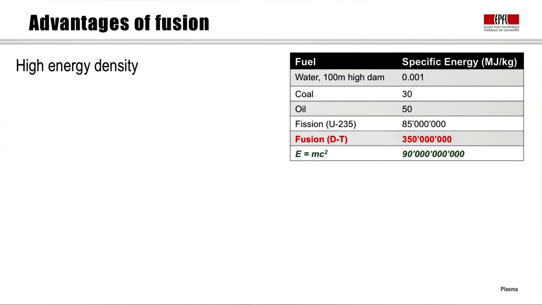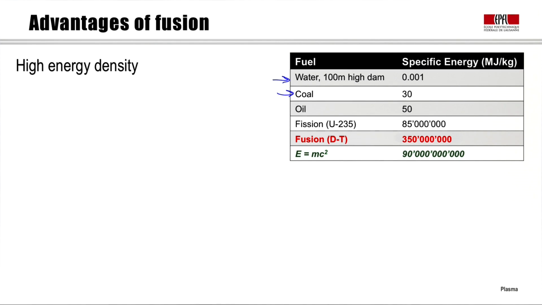I'd like to discuss the advantages of fusion now. First of all, there's a fantastically high energy density. And to illustrate that, I prepared a table here with different kinds of fuels for different kinds of sources of energy we have available today. And I sort of rank them in terms of their specific energy. That's the energy content they have in terms of megajoule per kilogram, so energy per mass. I start with water. I consider a 100-meter high dam just as a reference. The number that water has as an energy content is very small, it is 0.001 megajoule per kilogram. I move on to coal.